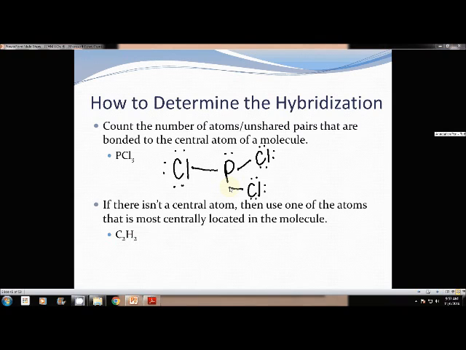So let's go about it that way. So on the P, on our central atom, how many atoms are connected to it? We have 1, 2, 3 atoms connected, and how many unshared pairs? 2 electrons makes 1 unshared pair. So if we were looking at our handout, we would say a 3-1 is going to be a trigonal pyramidal, right?